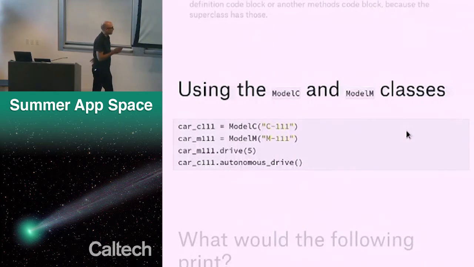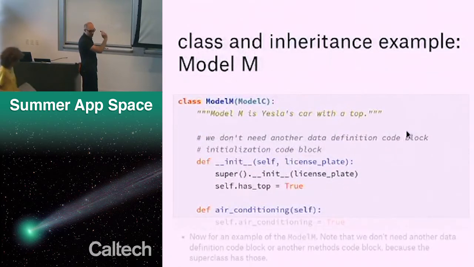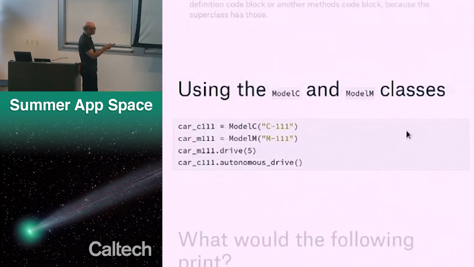Okay, right. And then I think you guys might have gotten this far, but this is how you instantiate those classes. You give the class name, then parentheses, and then any input arguments. You can see that these input arguments, that's the license plate number. These input arguments are the arguments to the init function. So these are the classes, and what these are called are class objects. These are the instantiated class objects: car underscore C111, car underscore M111, etc.